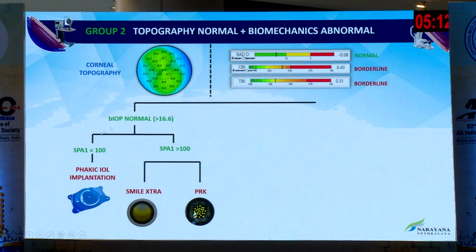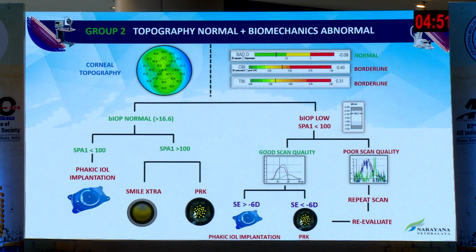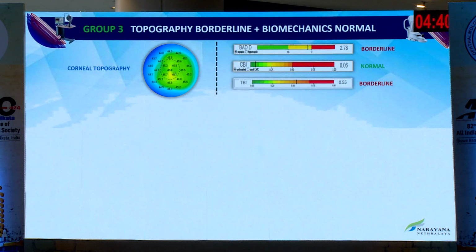When your SPA1 is very low, in cases where corneal biomechanics is suspicious, you consider phakic lenses. So you look at the biomechanics, you look at the SPA1, and when the SPA1 is stronger, more than 100, then you can look at PRKs or SMILE Extra or one of these procedures. But when it's very low and everything has an issue, then just don't do anything, just think about an ICL. So again, it gives you an insight into planning in a more organized way.